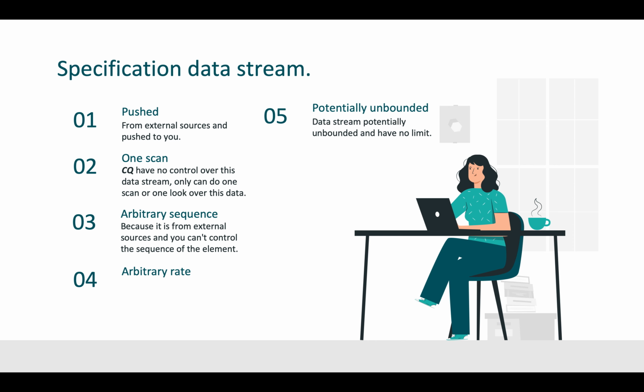Next is arbitrary sequence. Because it comes from external sources, that means you cannot control the sequence of the elements. This is also the same for arbitrary rate. And the last specification for data stream is potentially unbounded. Data stream potentially has unbounded data and has no limit.